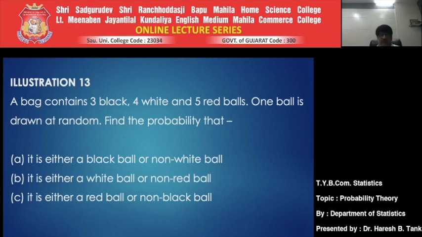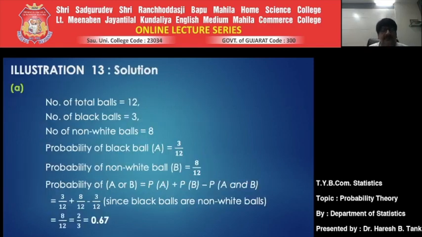Fine enough. If you put it in a notational format now, things will be easier. Here the word used is either. The connector is or. Since the connector is or, what we are talking about is union. Number of total balls, there are 12. Number of black balls are 3. Naturally, number of non-white balls, which should not be white, as I said earlier, is 8.